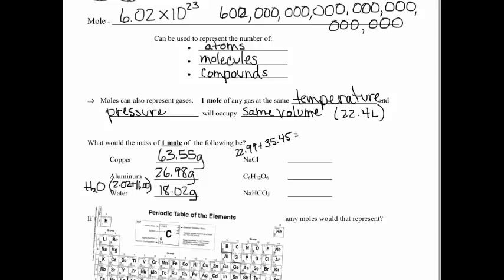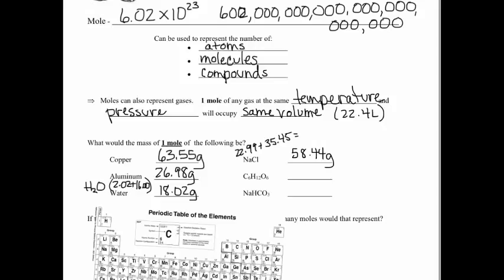And we add those up, and we're going to get 58.44 grams. So if I told you to go mass me out a mole of sodium chloride, you'd mass out 58.44 grams, which is actually quite a bit. All right, on to the next one.